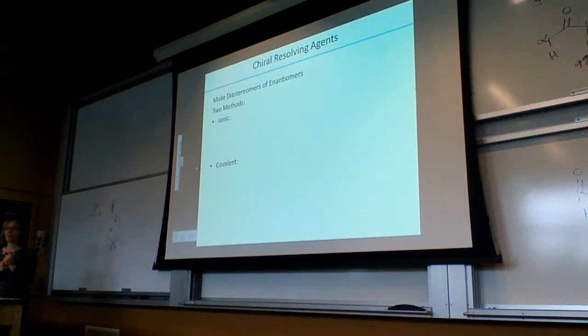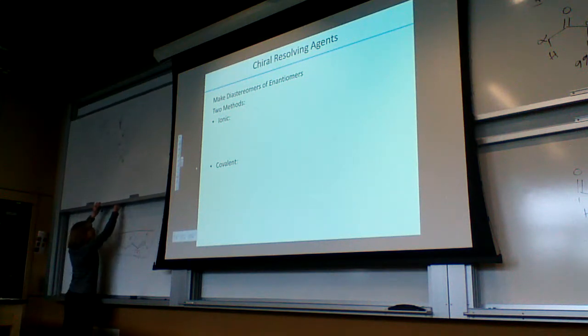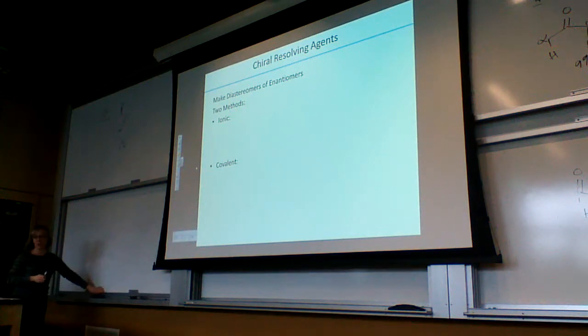However, if we were to add something that would cause these to form diastereomers, now we would be able to tell them apart in the NMR, and you would be able to maybe measure your ratios of the two peaks, and then you'd know how good your reaction methodology was. So, the two methods that are commonly used, the first one is an ionic one, and the second one is a covalent one. Since my method, or my alcohol here that I made, is more useful for the covalent one, we'll start with that one.